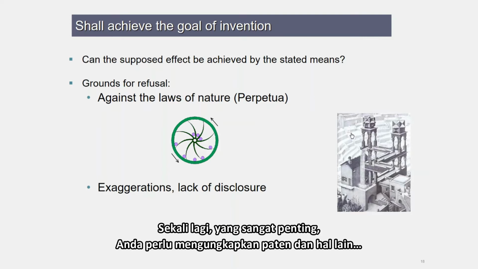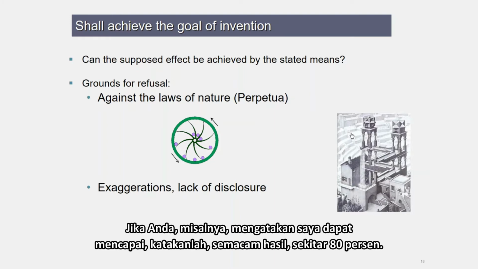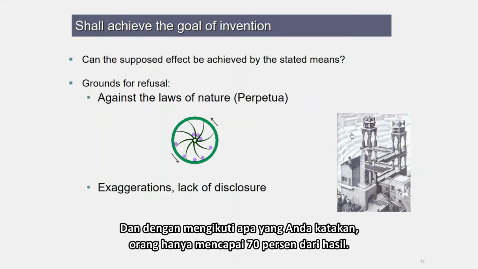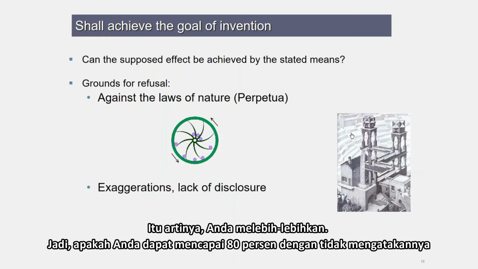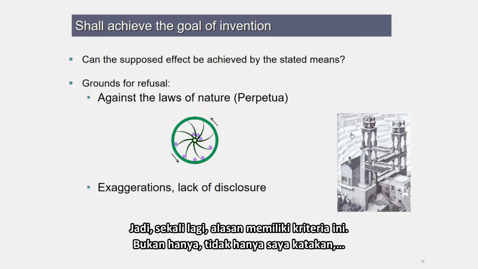And another point that might make you lose the patent is that you must not exaggerate. If you, for example, say, I can achieve some sort of yield of about 80%, and by following what you say, people achieve only 70% of the yield, that means that, in fact, you exaggerated. So either maybe you can achieve 80%, but you did not say it, or it is not disclosed in a manner that the man of skill can do it. So that is again the reason for having this criterion.